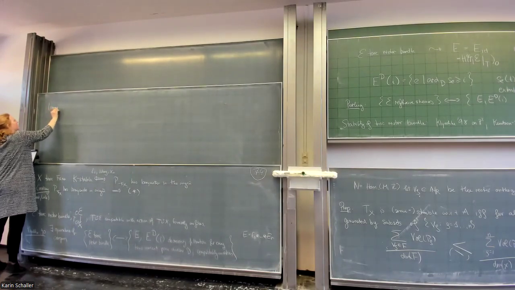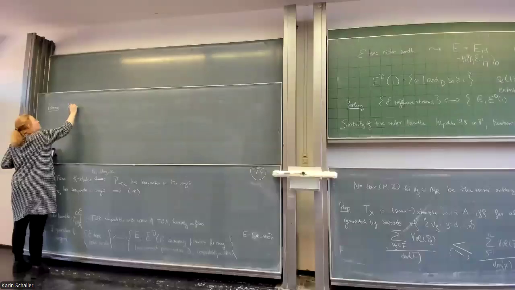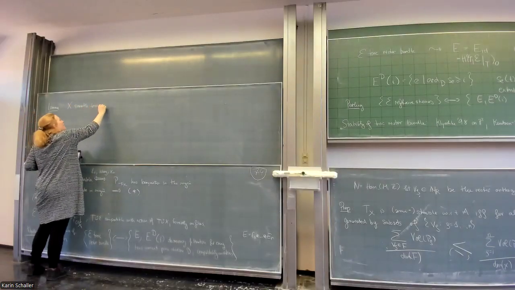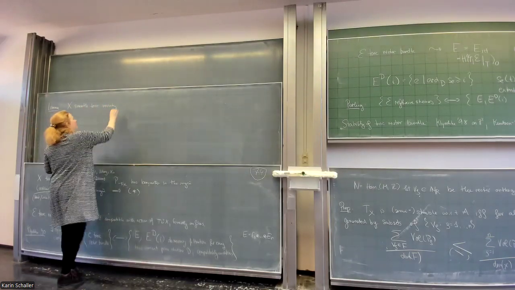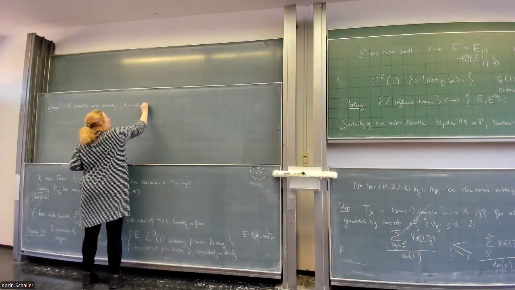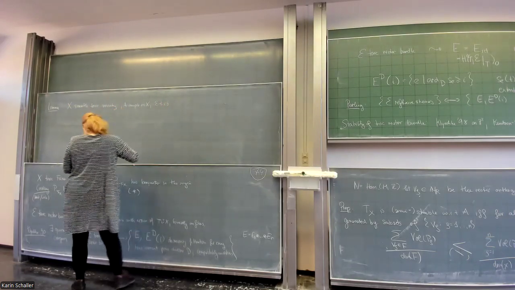And then you can get the following formula for this slope. So X is a smooth toric variety, and A is ample on X. B is a toric vector bundle, you know, with the corresponding filtrations.